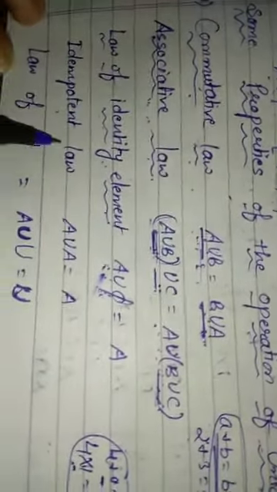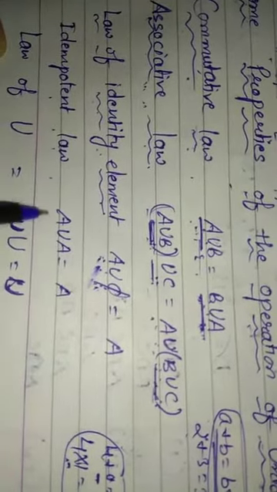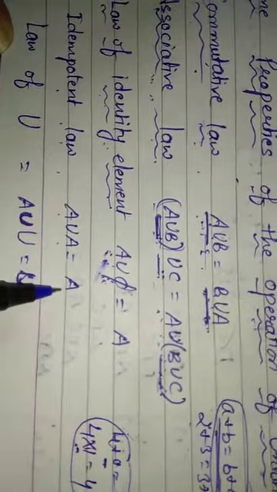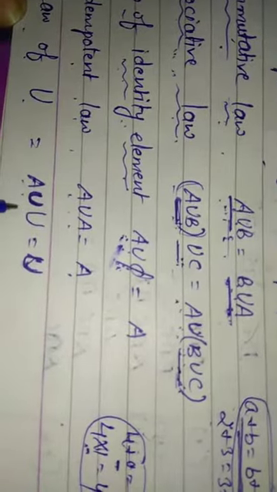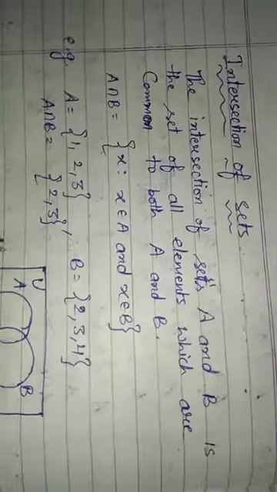Now, next property is the idempotent law. What is the idempotent law? If A union A, that will equal A. A union A is equal to A. Then the law of universal set: if A union the universal set, then that will equal the universal set. You can take any example.